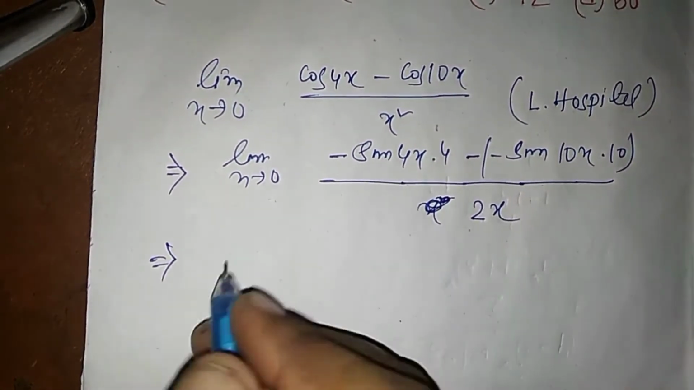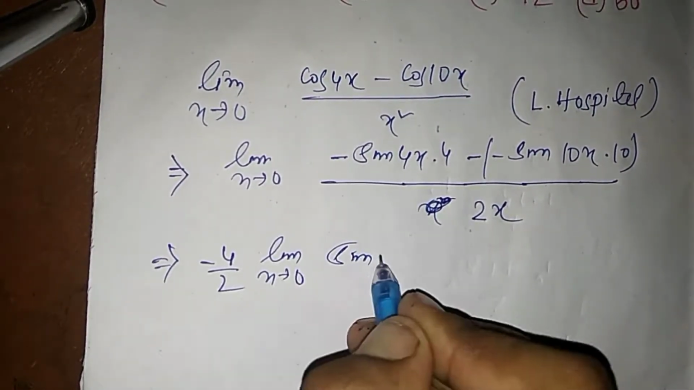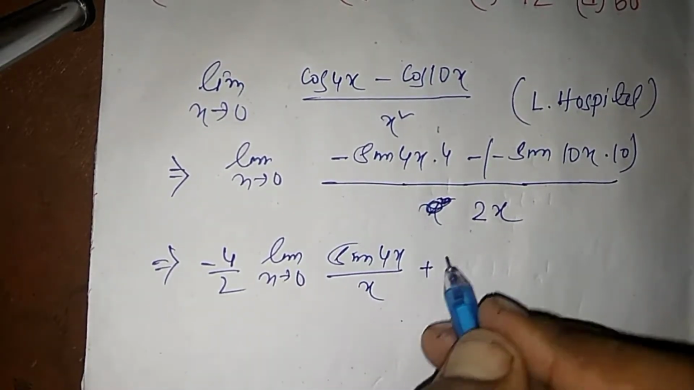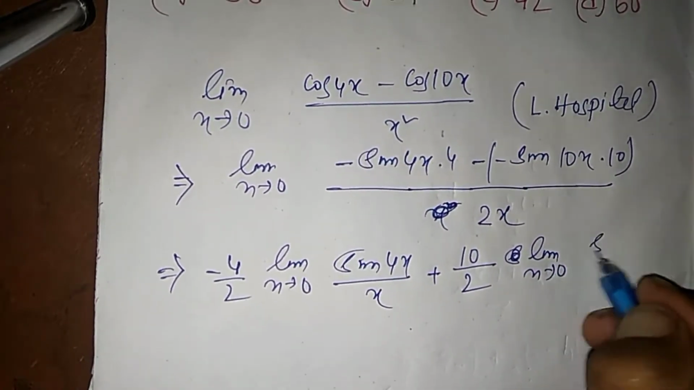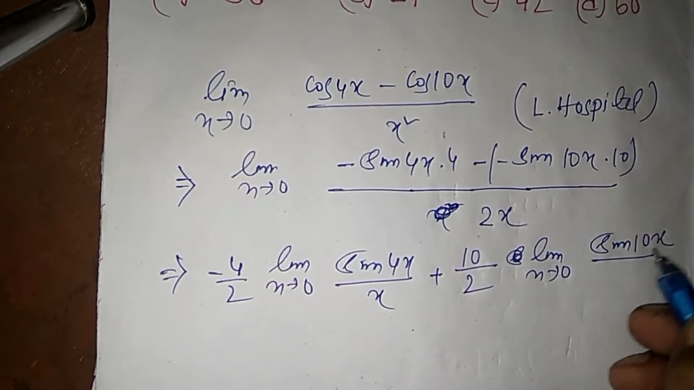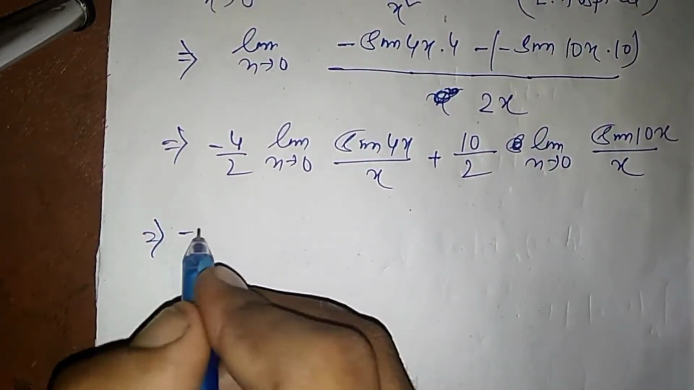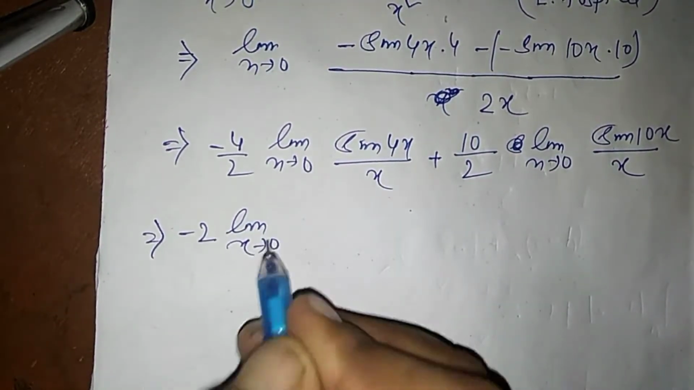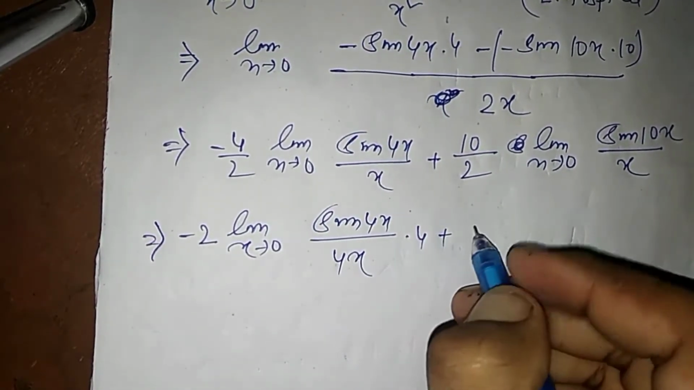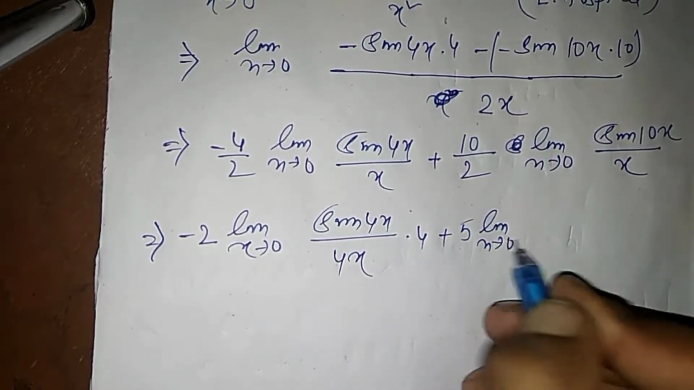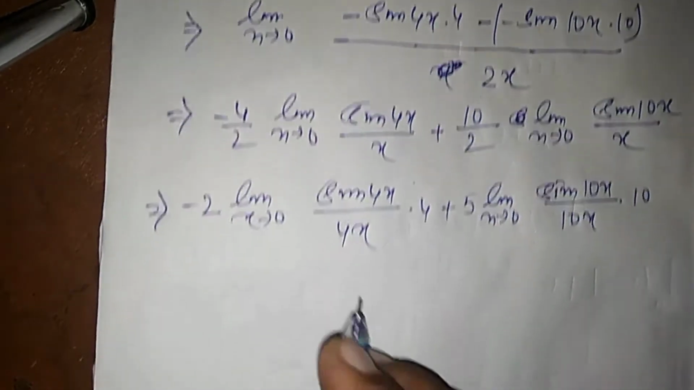Now I will separate it. So minus 4 upon 2 times the limit as x tends to 0 of sin 4x upon x, plus 10 upon 2 times the limit as x tends to 0 of sin 10x upon x, implies minus 2 times the limit as x tends to 0 of sin 4x upon 4x into 4, plus 5 times the limit as x tends to 0 of sin 10x upon 10x into 10.